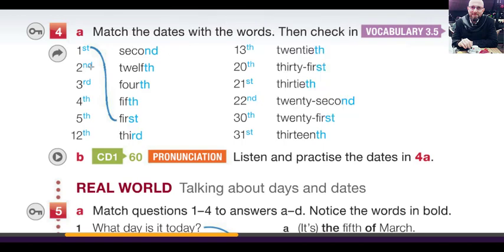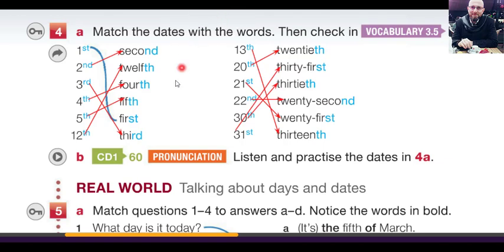Okay, so 2 ND, second, 3 RD, third, 4 TH, fourth, 5 TH, fifth, 12 TH, 12th, 13 TH, 13th, 20 TH, 20th, 21st, 22nd, it's here, 30th, 30th, and this one, 31st, will be 31st.